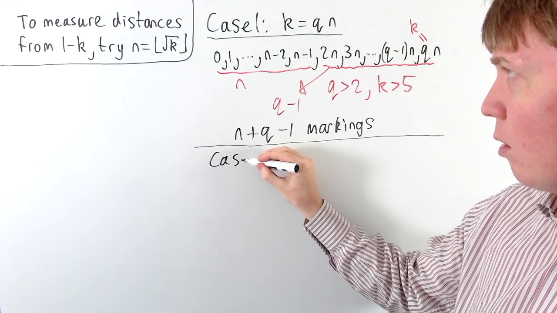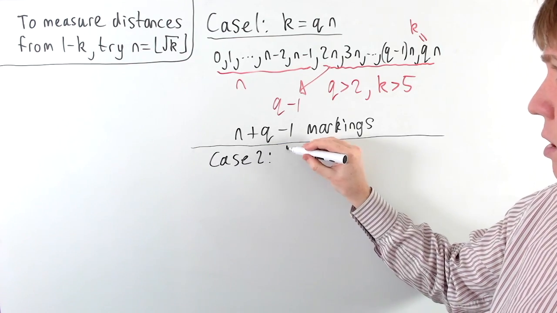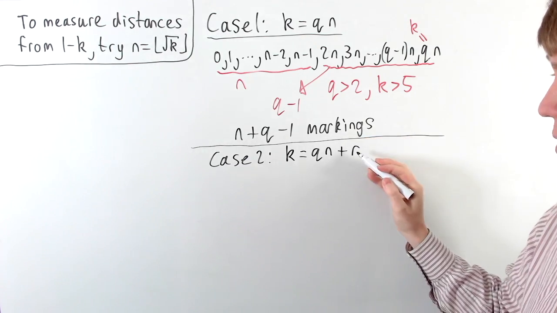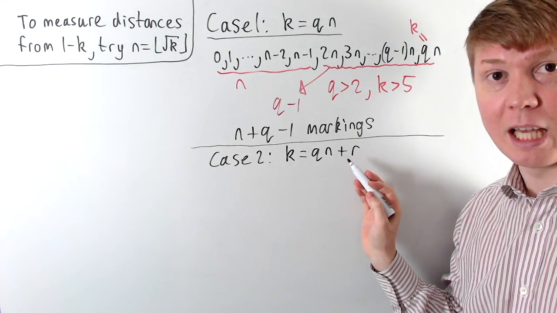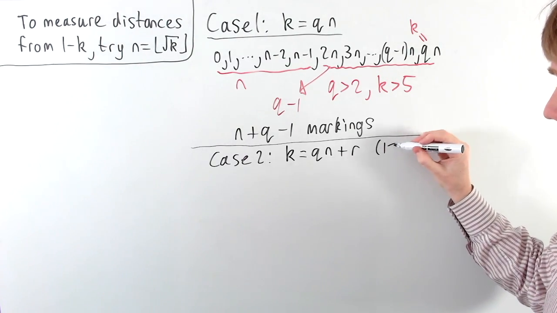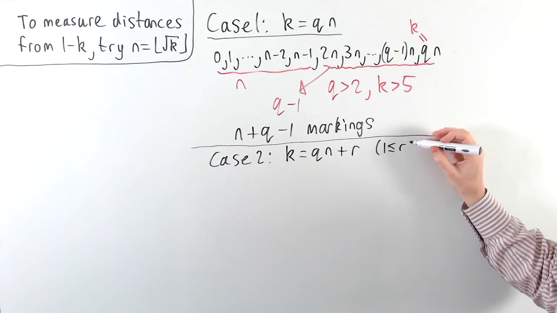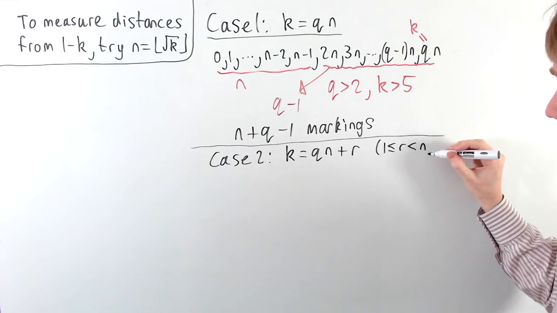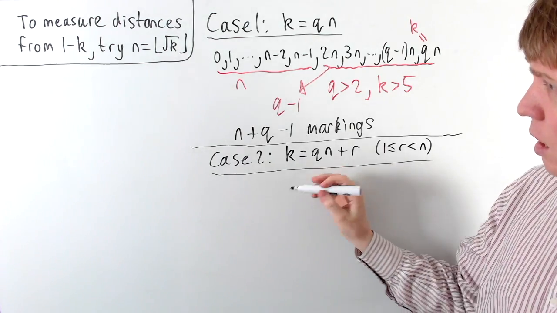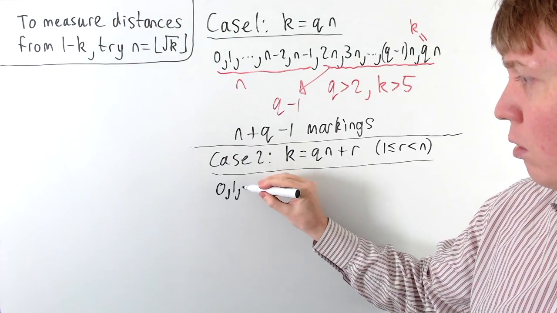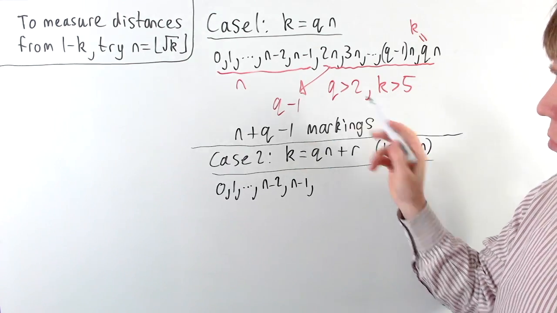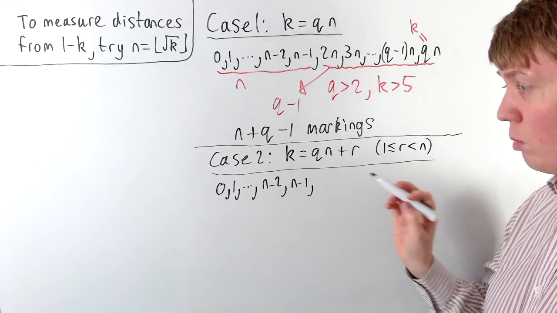So if n isn't a factor of k, we'll write this as case 2, where k is q times n plus a remainder term. This is essentially the remainder we get when we divide k by n. So here we'll have 1 less than or equal to r, and r has got to be strictly less than n. So this is our second case now. And in this second case, we start just like before: 0, 1, up to n minus 2, n minus 1. We'll assume again that q is bigger than 2 so that we can skip n.